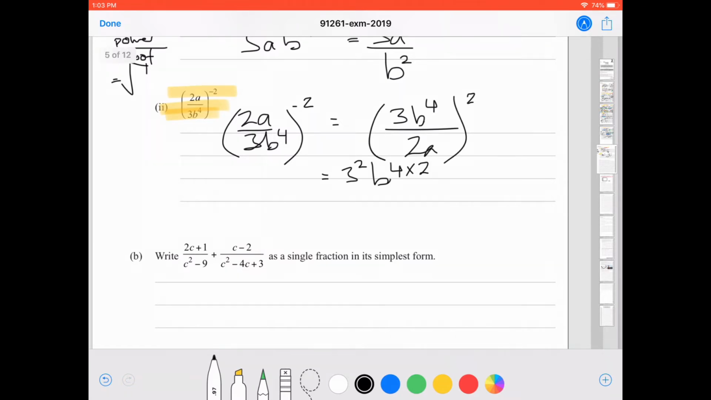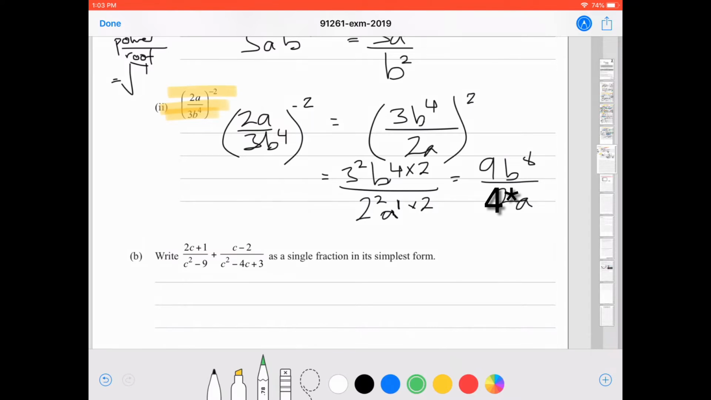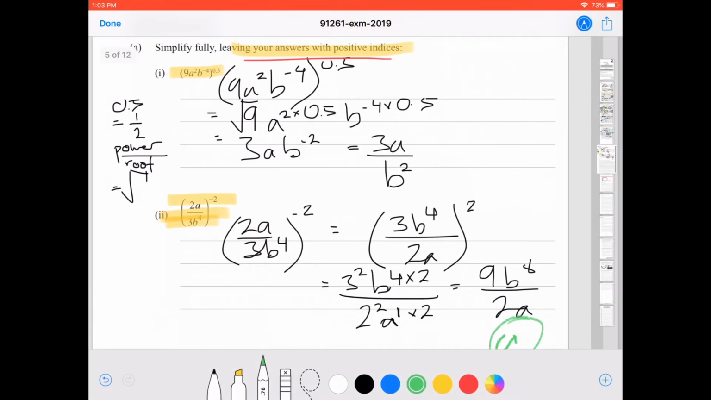4 times 2. This is over 2 squared to the power of a, and it's got an invisible 1 for a power, and that's times 2. And so we've got 9b to the power of 8 over 2a, and I believe that's as far as we can go here. Yep, so grades wise, correct answer gets you an achieved, and I think I forgot to do the grades for the first one. Again, correct answer just gets you an achieved here. Okay.